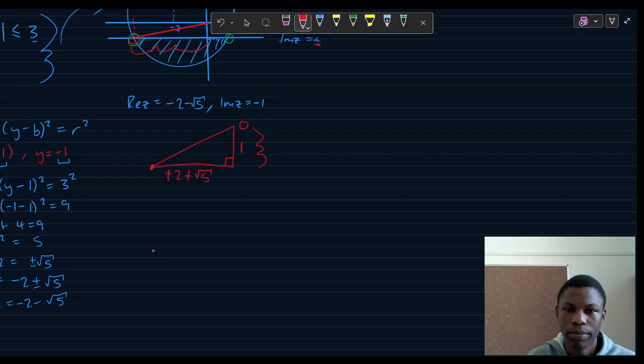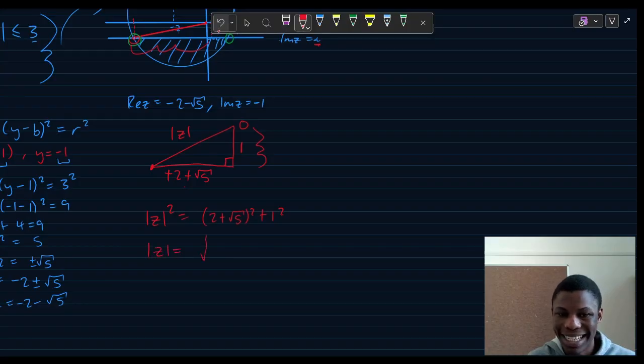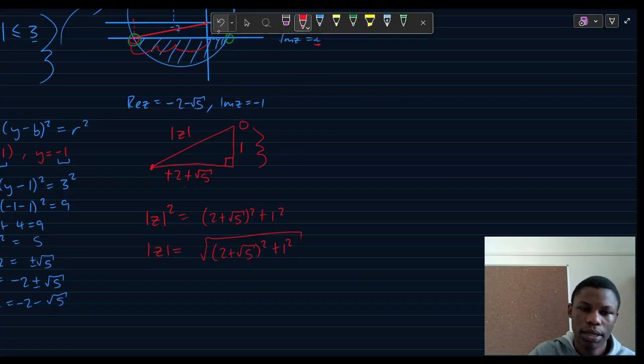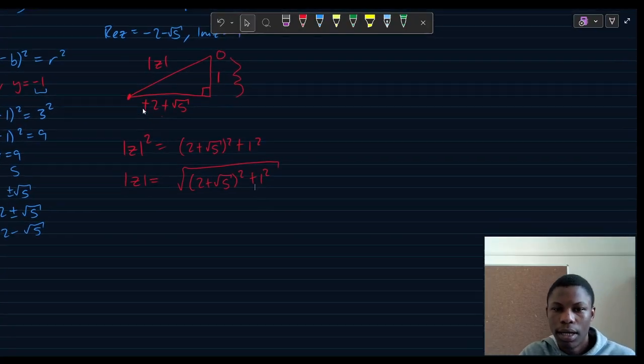Right, so Pythagoras says, if this is mod z, that mod z squared has to be equal to this side squared plus that side squared. So 2 plus root 5 squared plus the 1 squared. And then take the square root on both sides. Mod z is the square root of your 2 plus root 5 squared plus 1 squared.